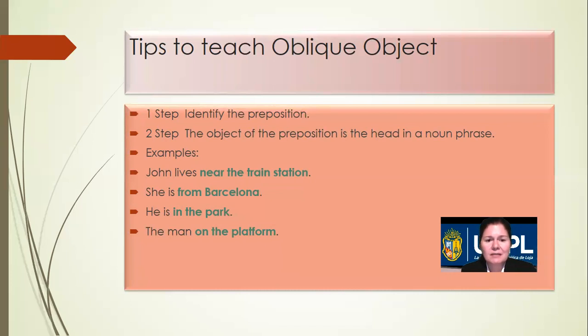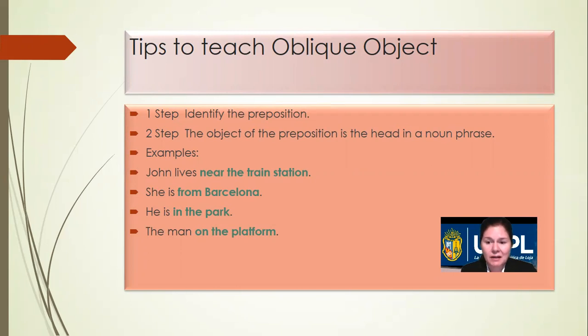Let's have a look at some examples to get a clear idea about this. John lives near the train station. Near the station is the oblique object. She is from Barcelona. From Barcelona is the oblique object. He is in the park. This is the oblique object in the sentence. And the man on the platform is the last one. So we've got here some clear examples of what we have to identify in each group.